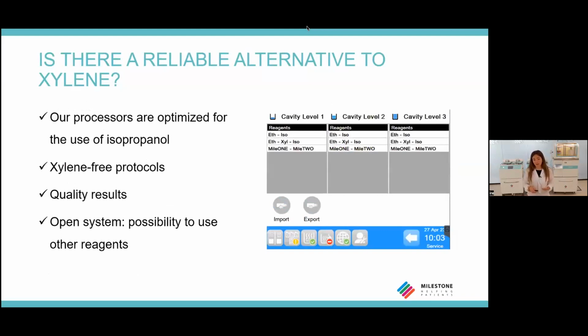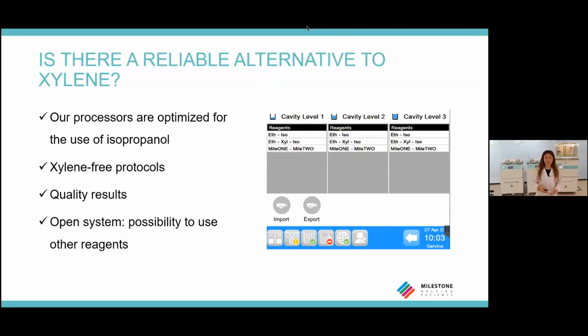We have in our unit the technology to optimize the use of this alternative reagent, isopropanol, with dedicated xylene-free protocols, and most importantly, without affecting the quality of the results. So we have a good quality with isopropanol, and in our processor it is, however, also possible to use other reagents.